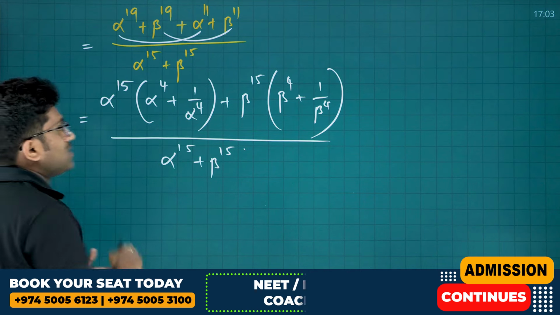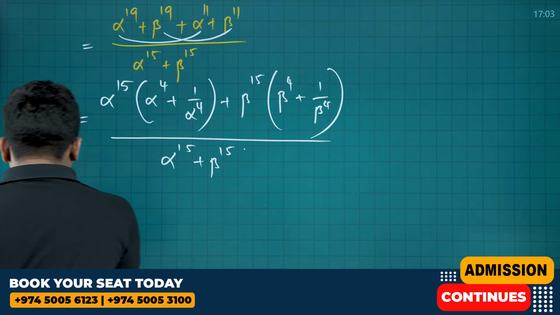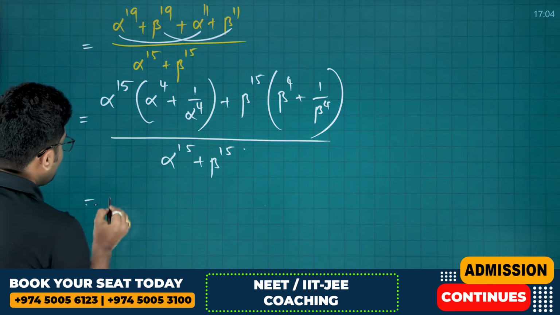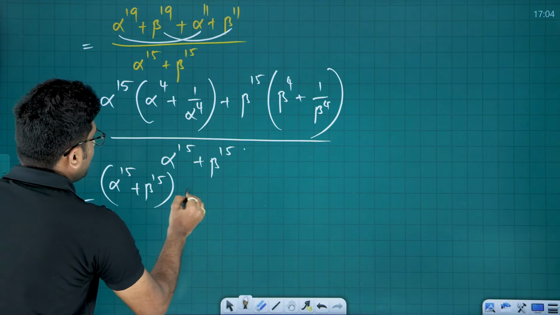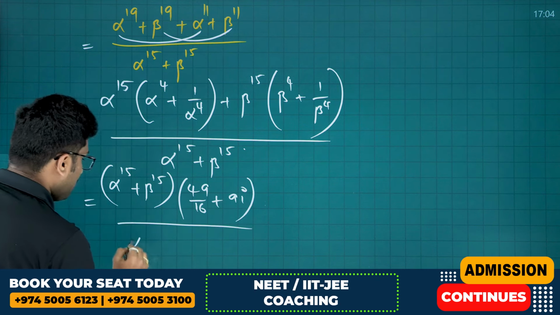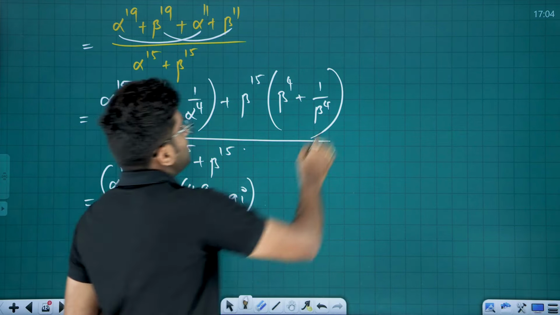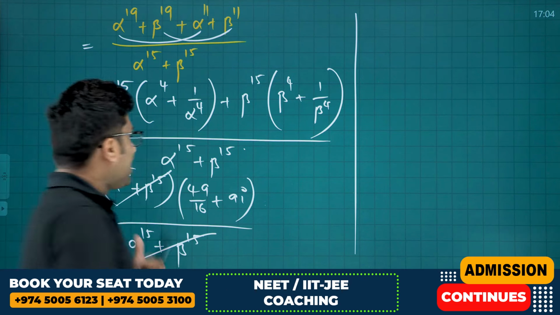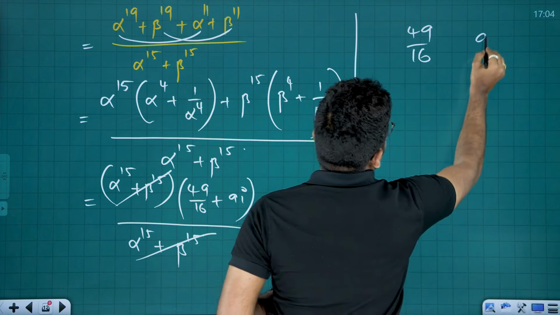But alpha power 4 plus 1 by alpha power 4 and beta power 4 plus 1 by beta power 4 are the same, which is equal to 49 by 16 plus 9i. So that means you can take alpha power 15 plus beta power 15 times (49 by 16 plus 9i), whole divided by alpha power 15 plus beta power 15. So clearly this complex number is nothing but 49 by 16 plus 9i. What is the real part of this? The real part is 49 by 16 and the imaginary part is 9.